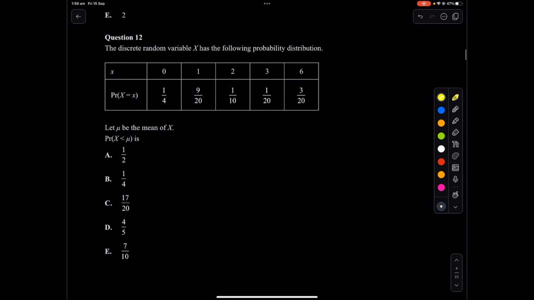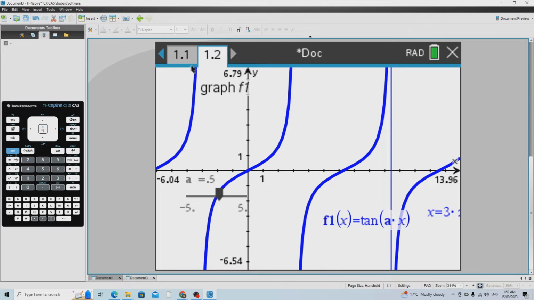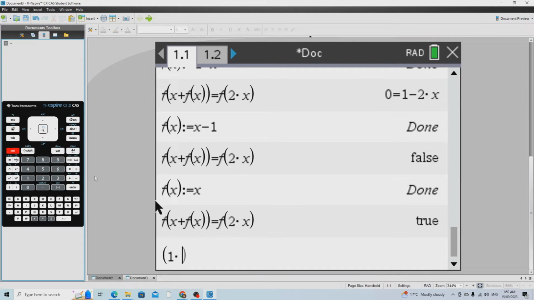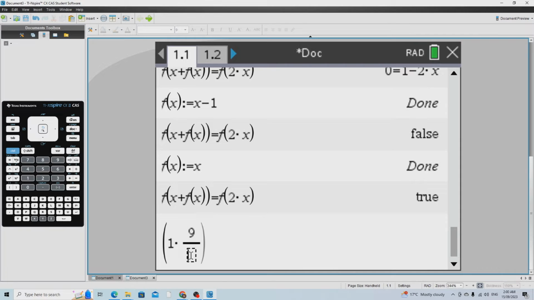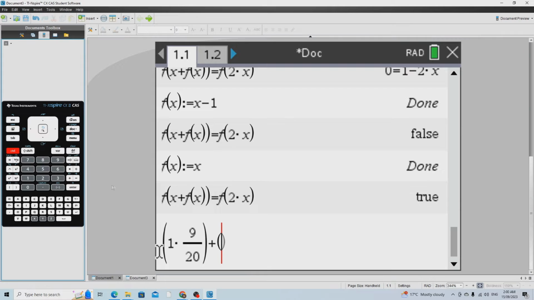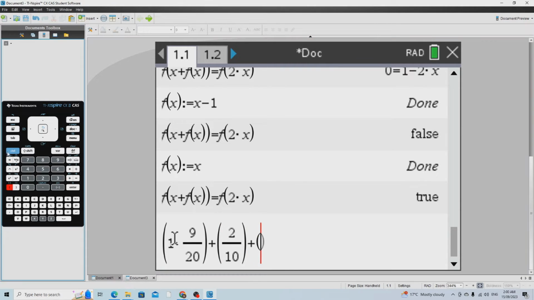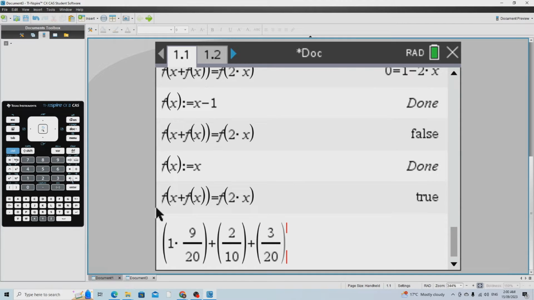The discrete random variable x has the following probability distribution. Let this be the mean of x. Then what's this? Very easy. I'm going to go on my calculator and find the mean. So the mean is 1 times 9 over 20, plus 2 over 10, plus 3 on 20, plus 18 on 20.